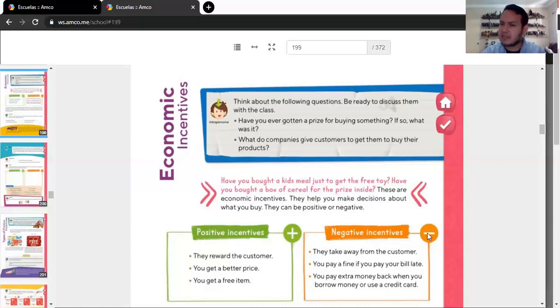Positive incentives, negative incentives. Good things. For example, they reward the customer. You get a better price. You get a free item.